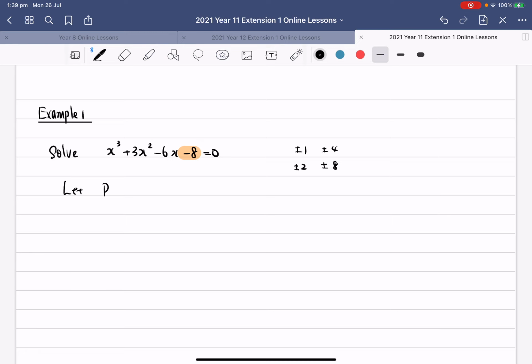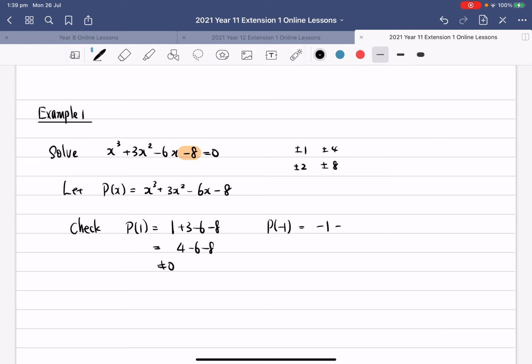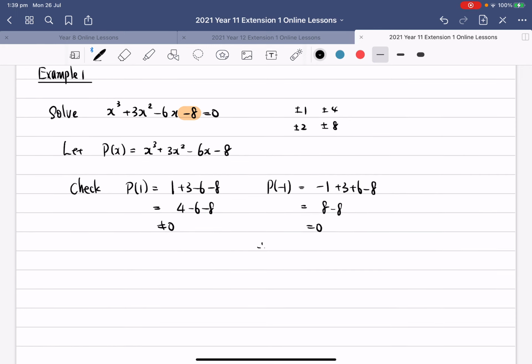Okay, so first step, let P of x equal to x to the power 3 plus 3x squared minus 6x minus 8. Now I'm just going to start to check. Check P(1): 1 plus 3 minus 6 minus 8. That's not equal to 0, unfortunately. Now you check P(minus 1): minus 1 plus 3 plus 6 minus 8. Okay, that's 8 minus 8, which is equal to 0. Good. So that tells you that x plus 1 is one of the factors.